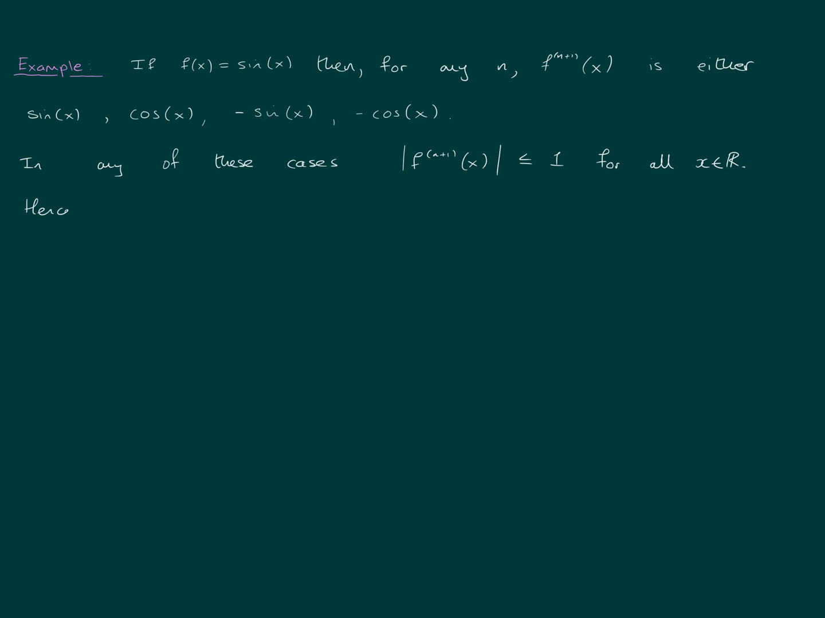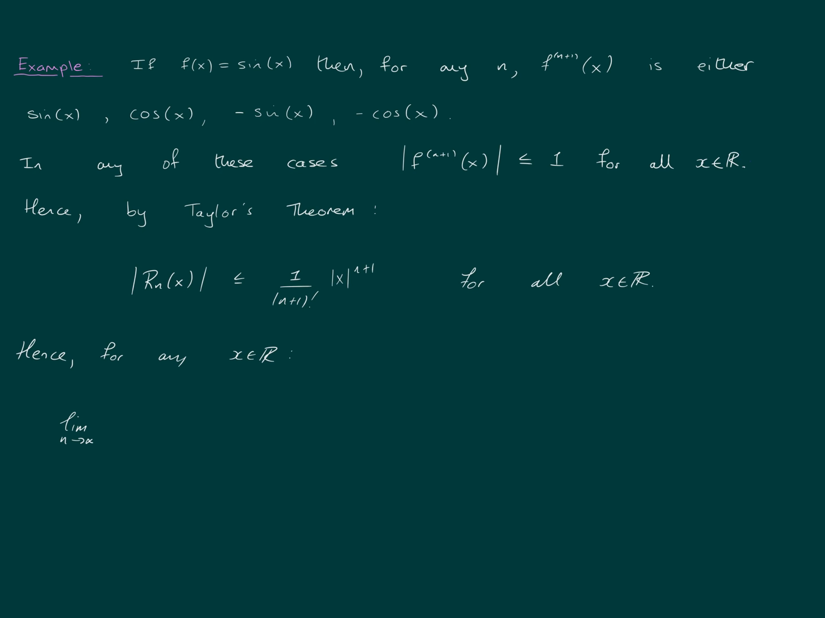Hence, by Taylor's theorem, or Taylor's inequality, the absolute value of Rn x is less than or equal to 1 over n plus 1 factorial, where 1 here is playing the role of the capital M, times absolute value of x to the n plus 1 for all x element of R. Hence, for any x element of R, the limit as n goes to infinity of the size of Rn x is less than or equal to the limit as n goes to infinity of absolute value of x to the n plus 1 over n plus 1 factorial, which from the last lecture is equal to 0. Okay, so if the absolute value of Rn x goes to 0, then Rn x goes to 0.